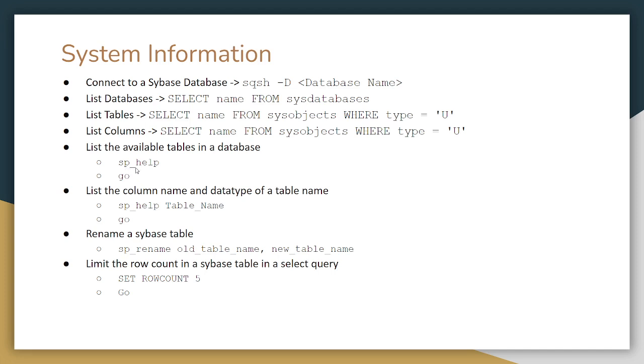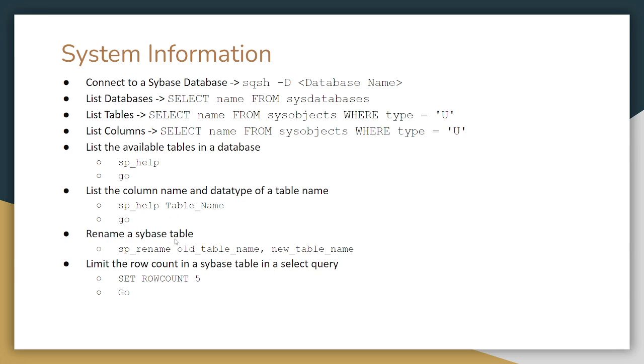You can also, once you connect through sqsh -D database name, use the command sp_help and go. This will list the total number of tables in that database. If you want to list the column names of a particular data table, you can use sp_help and give the table name. This will give you the details of that table that includes column name, data type, everything.